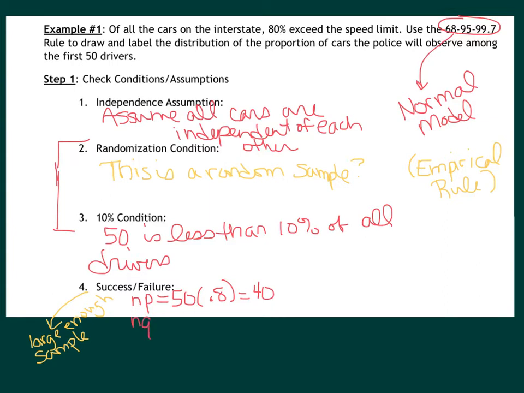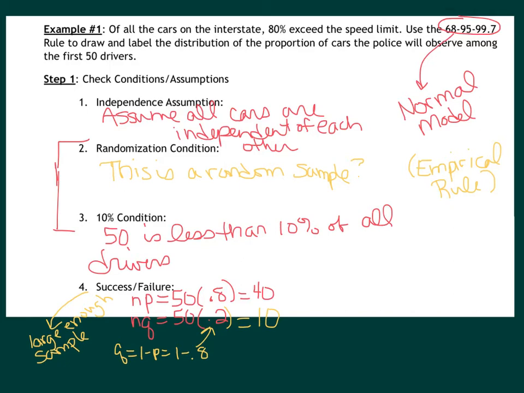Our expected number of failures is going to be 50 times the probability of getting a person who does not exceed the speed limit, which is 0.2. We get this by doing 1 minus 0.8. Remember that Q equals 1 minus P, so we get that. And we end up getting that that's 10. So that's our expected number of failures.